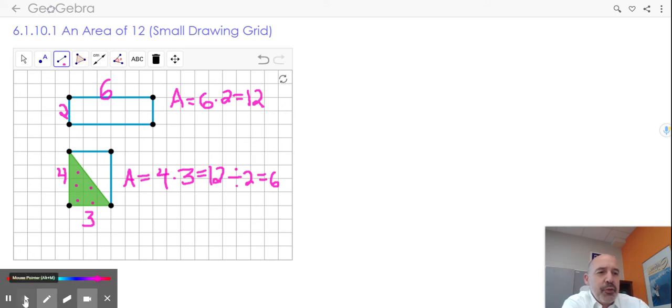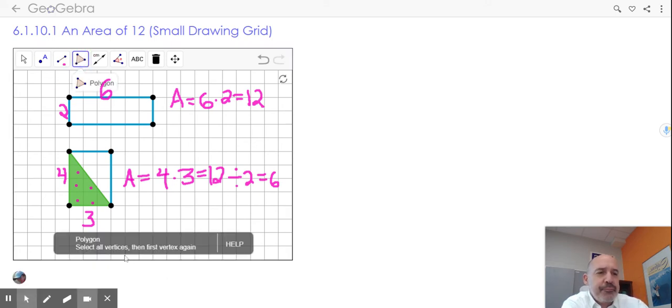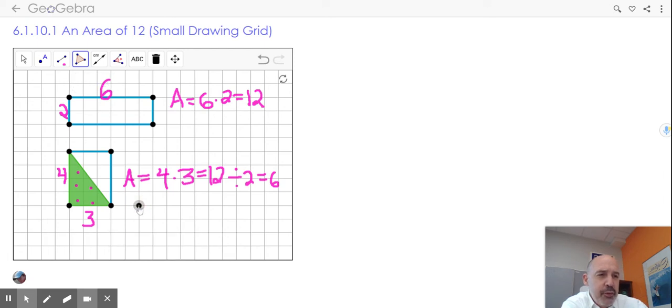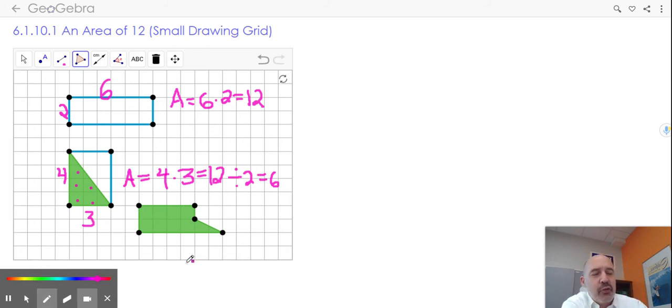So let me build one more shape down here. Select all vertices, then first vertex again. So boom, boom, boom, boom, boom, boom. Now this shape is neither a rectangle or a triangle, but it's like two shapes put together.